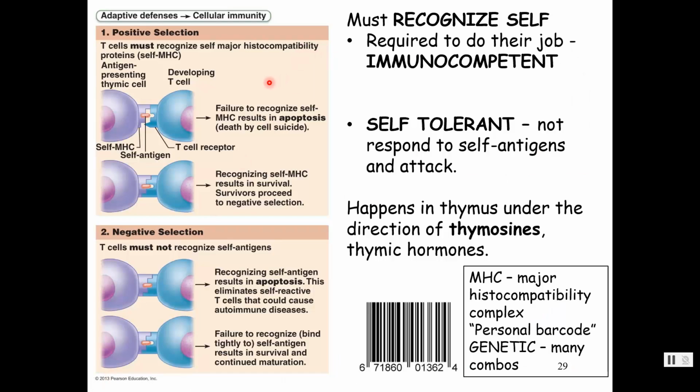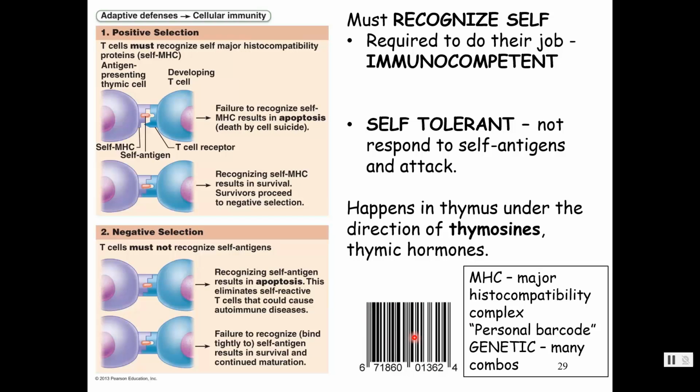So what's happening in that magical place, the thymus? Okay, the first round is called positive selection. These T cells have to recognize self. All of the cells have what's called an MHC, major histocompatibility complex. It is a glycoprotein on the surface of cells. And so they have to be able to recognize that barcode. So you've got your MHC.